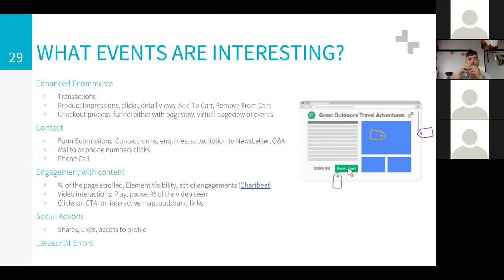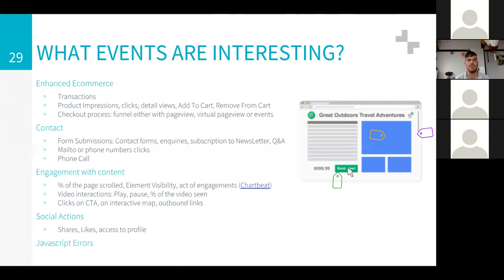Then, if you are a publisher site or if you have a blog, having insights on how people are engaging with your content would be interesting. So the easiest would be how much percent of my page has been scrolled, or whether this element has been seen, or you could define an act of engagement, like clicks or scrolls. For videos, especially if you spend a lot of money on creating a new and nice video, see how people are engaging, and how much time they are ready to spend watching your video.